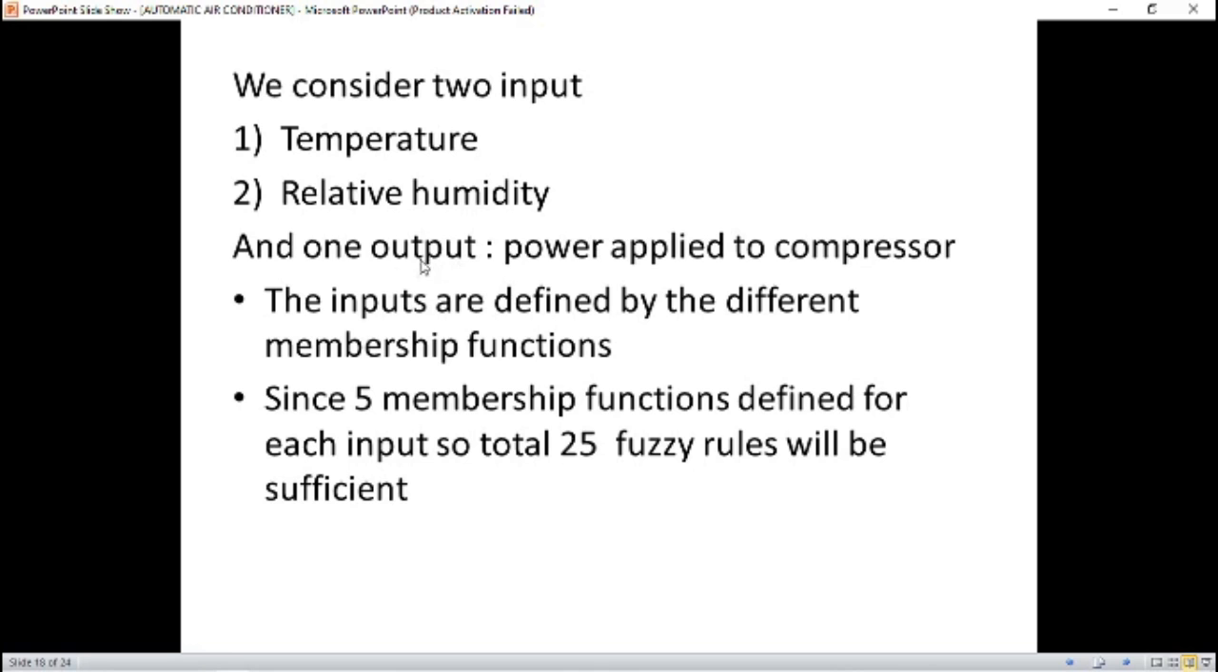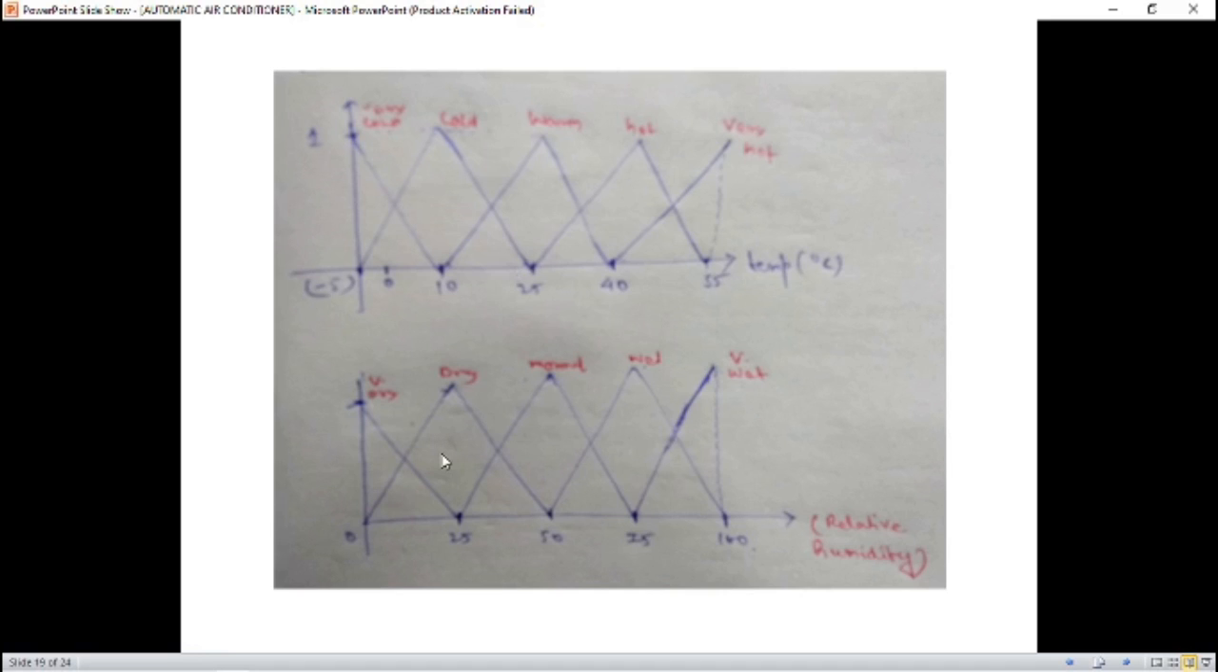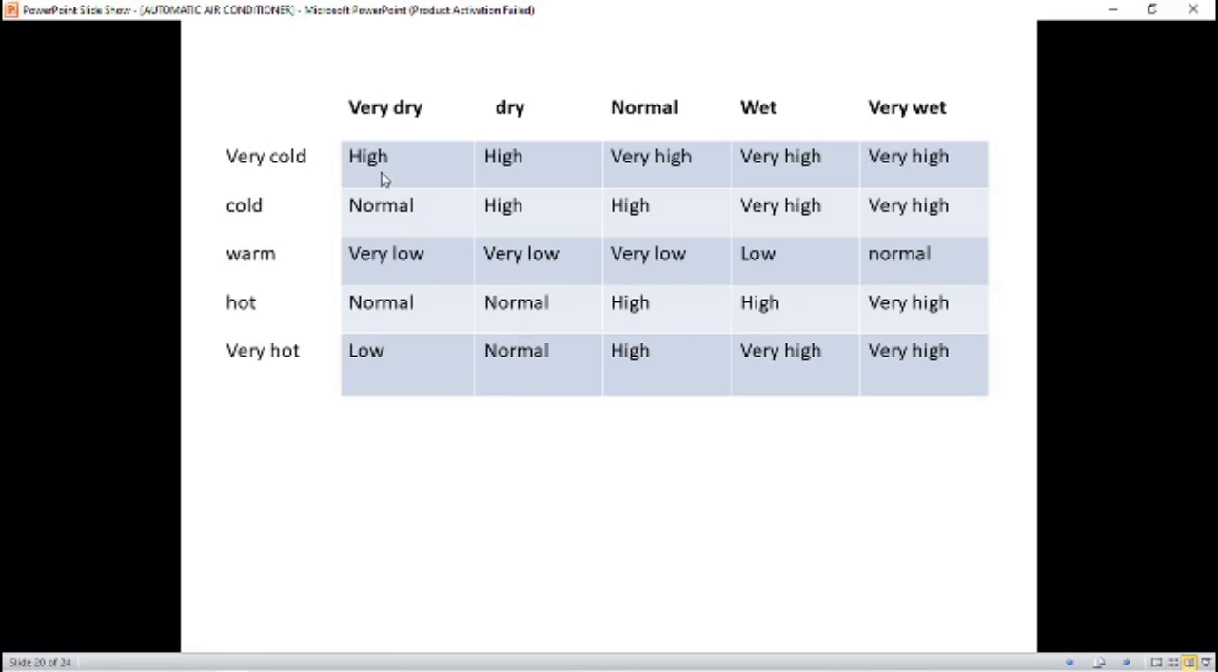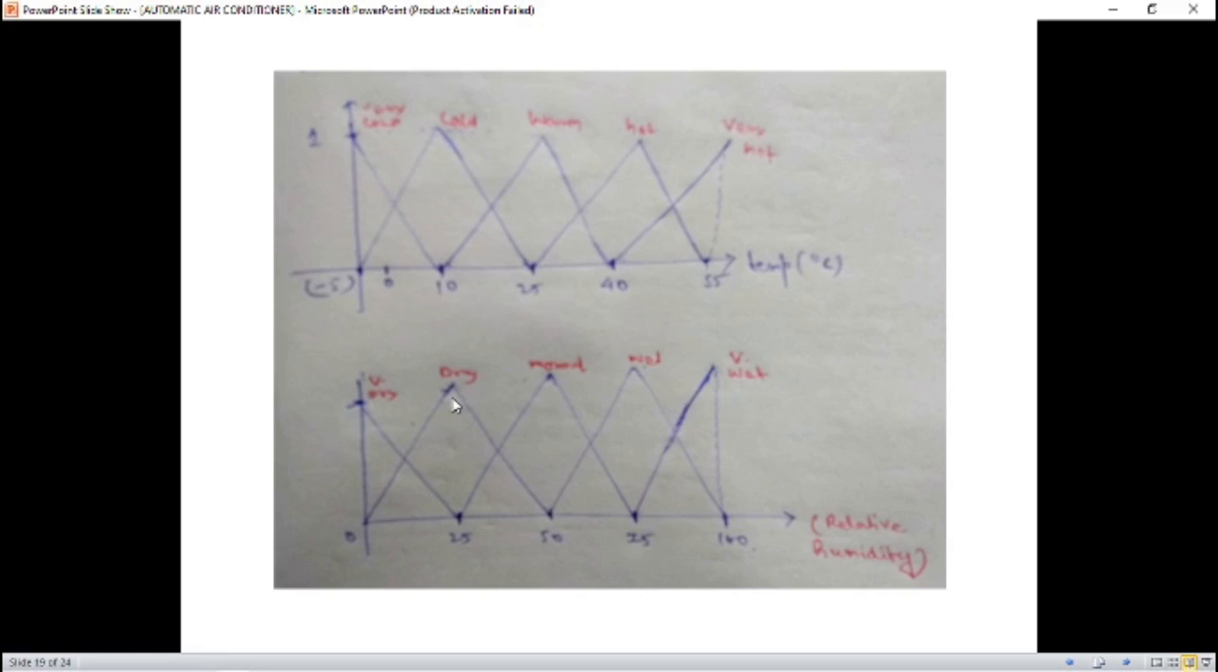As we said here, the output is the power applied to the compressor, and power is assumed to vary between 0 watt and 200 watt. That 0 to 200 watt range is also divided into 5 parts, similar to the input membership functions, because we will not try to increase the complexity, which would require some tedious mathematical calculations. For simplicity, the output membership function varies from 0 watt to 200 watt, and is divided into 5 categories: very low, low, normal, high, and very high. Correspondingly we have defined it exactly similar to the way we have drawn it here.